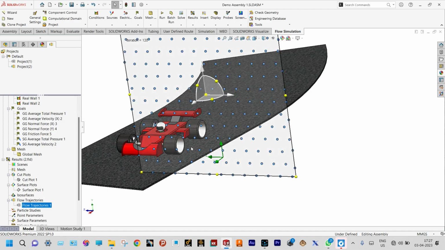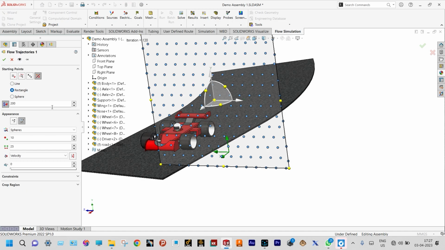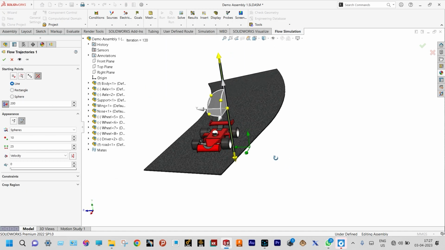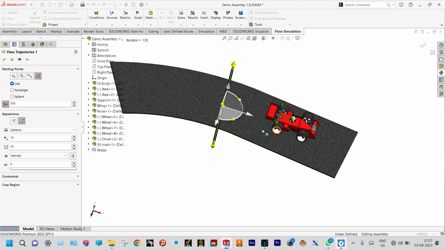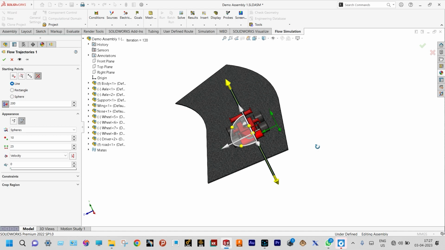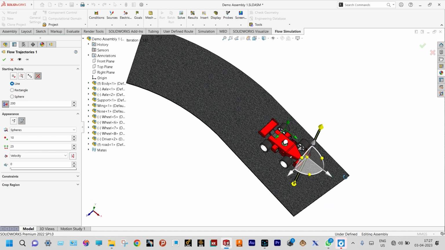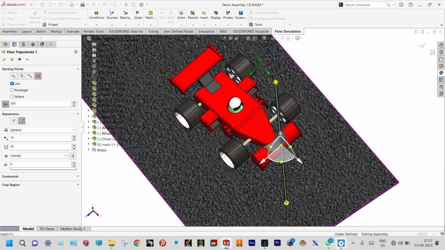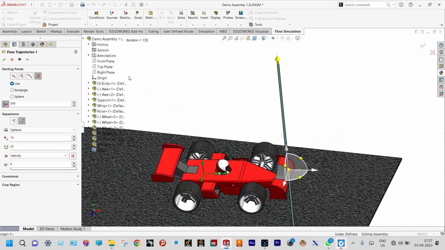So edit definition. Instead of a rectangle, we view it along a line. Let us drag this line near the Formula 1 car body. We can drag it as per our requirement to any specific location. Okay, green check.